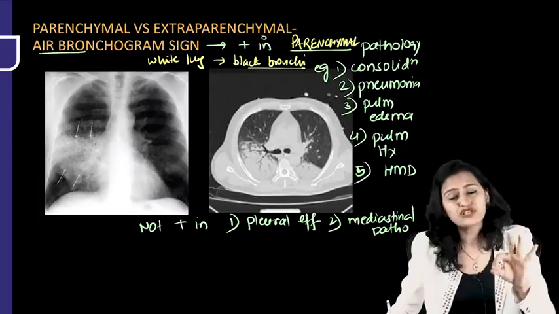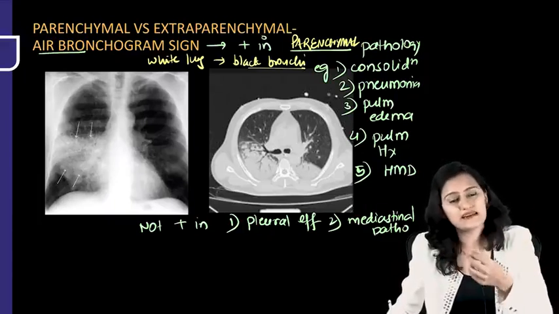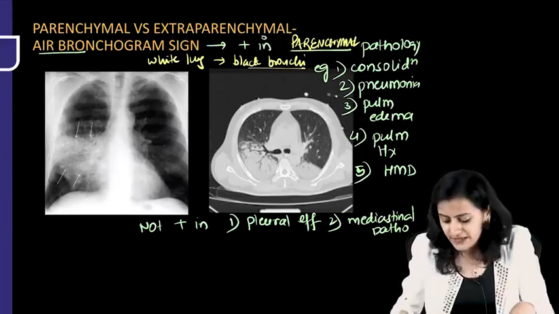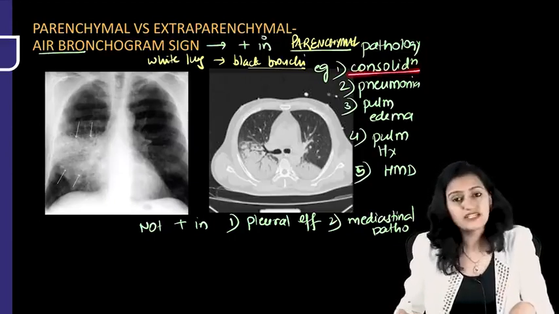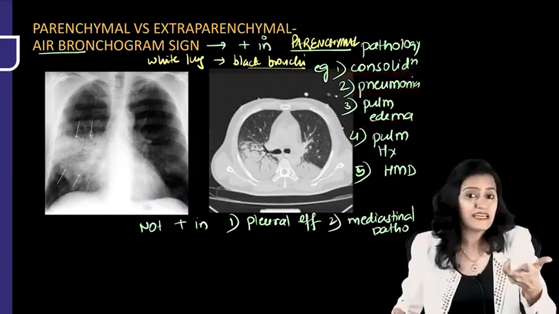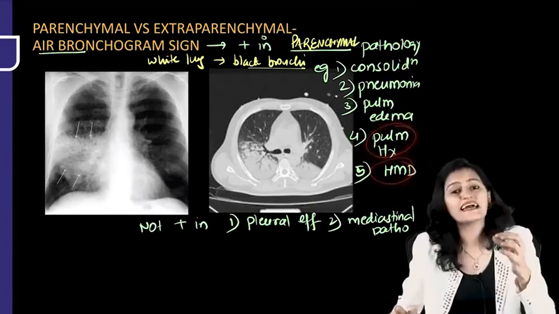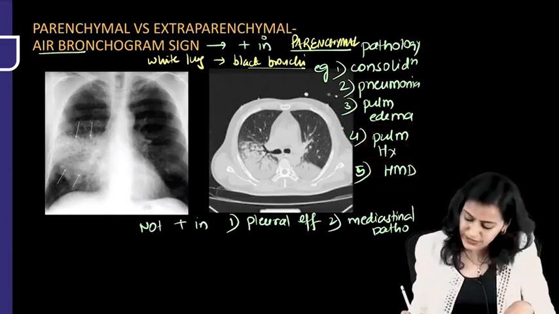So any condition where the lung becomes white and the bronchi are patent containing air, we would see this air bronchogram sign. Example, consolidation. Any cause of consolidation like pneumonia, pulmonary edema, it's water, consolidation, hemorrhage, even hyaline membrane disease. We know that it causes white out lungs, right?